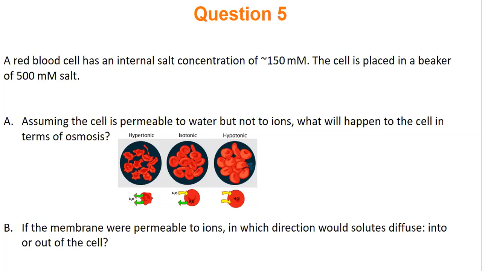And B says, okay, let's flip it around. Now, if I can allow ions to move, what direction do my ions move, in or outside the cell? And I should have a poll for that, just so we can get the answer. So what happens if water can move inside and outside the cell? What happens if it's only ions?